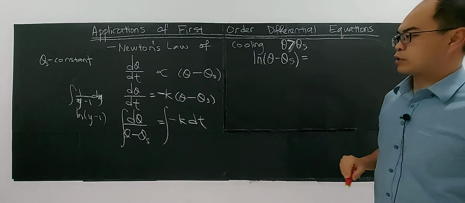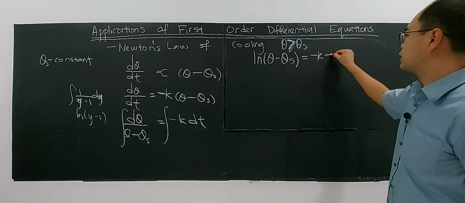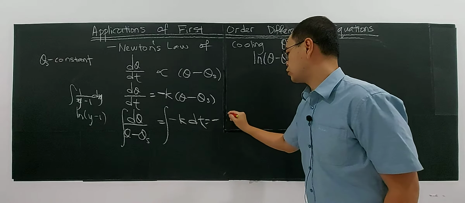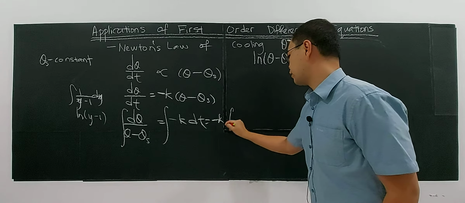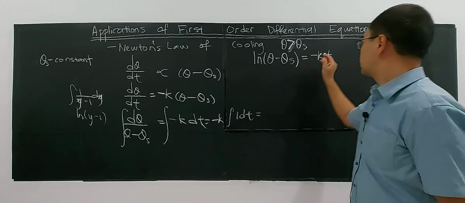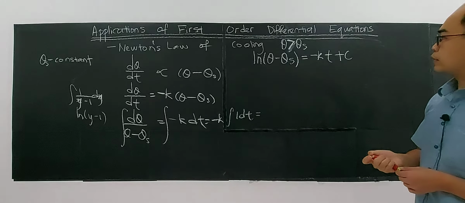So then we try to derive this one, and if we integrate this one, I will get negative kt. Remember, this is a constant. You need to bring out the negative k and you integrate 1 dt, right? Integrate 1, you're getting negative kt plus c, right?